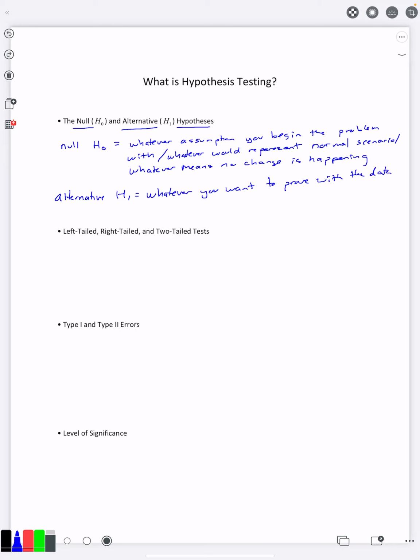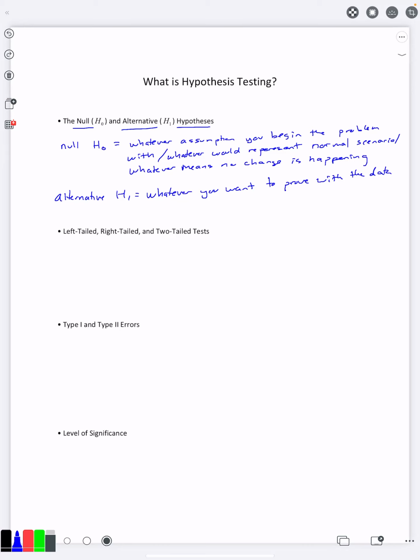So if you're trying to show someone's sick, has COVID or whatever with the data, that's going to be the alternative hypothesis. And it's always what you are trying to prove. That's what goes in H1. You are never going to be trying to prove the null hypothesis H0. In fact, it's impossible for us in this framework to prove the null hypothesis.